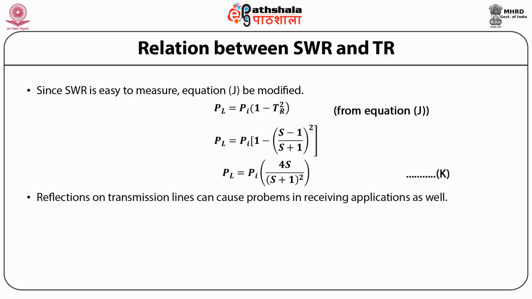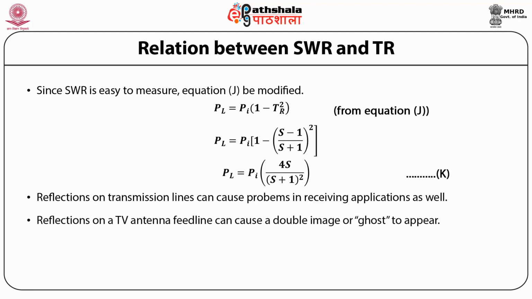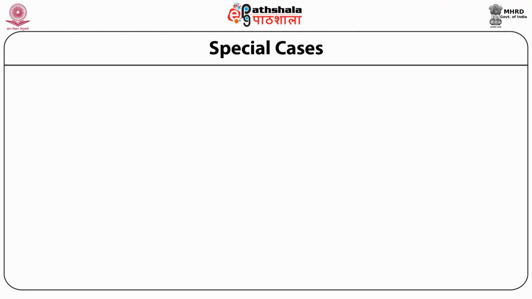So reflections on transmission lines can cause problems in receiving applications as well. Reflections on a TV antenna feed line can cause a double image or ghost to appear. In transmission, reflections can distort pulses, causing errors. So let us now discuss the two special cases.